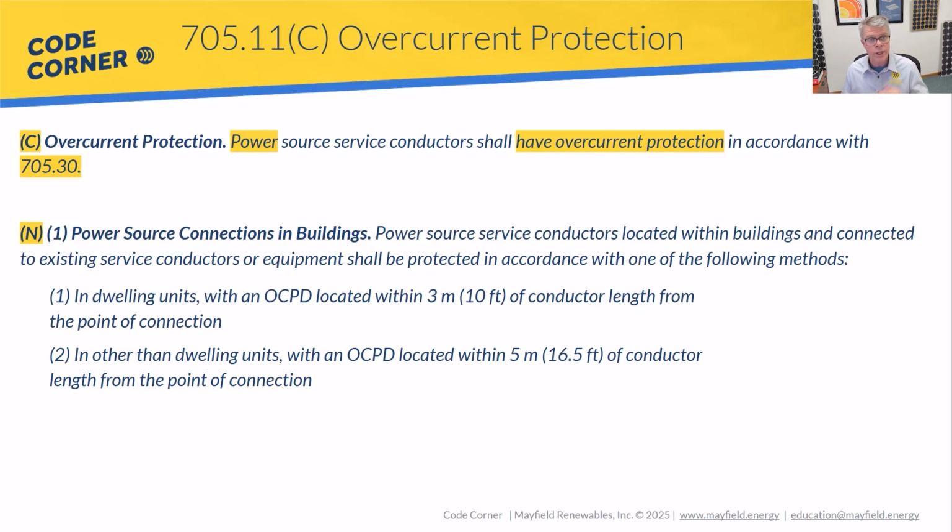But from that point, depending on where you're at and what type of building you're in, you get these distance limitations. The thing to note here is the language in 2026. In the charging language for 705.11 C1, it says power source service conductors located within buildings and connected to service conductors. So this is going to be true for conductors that are within buildings, and that's going to be a big thing. Avoiding unprotected conductors inside buildings is a big part of why we're seeing these overcurrent devices being required.